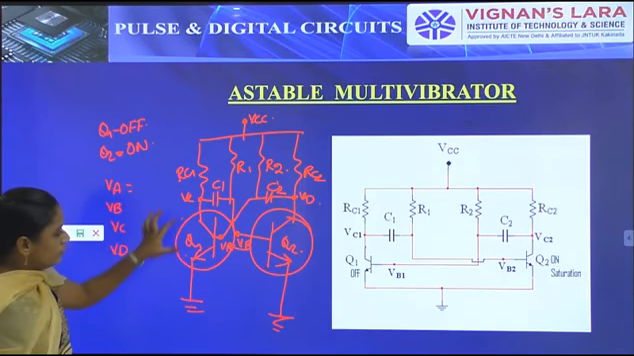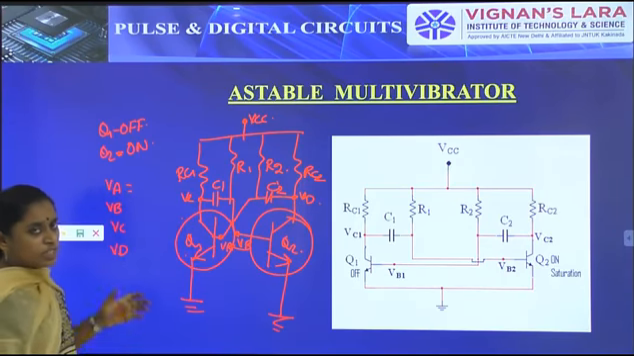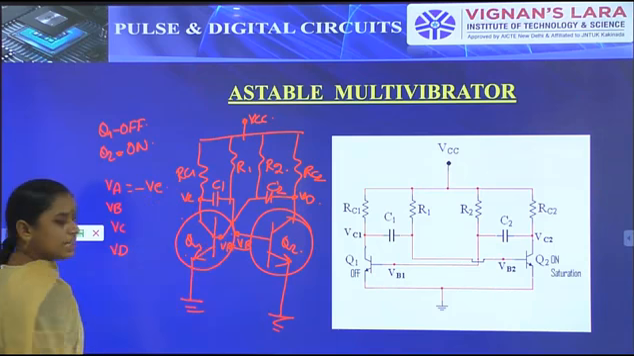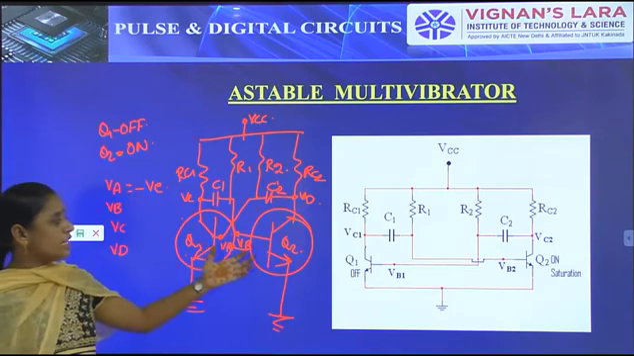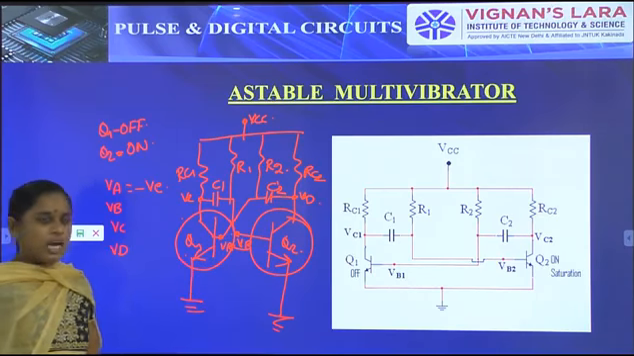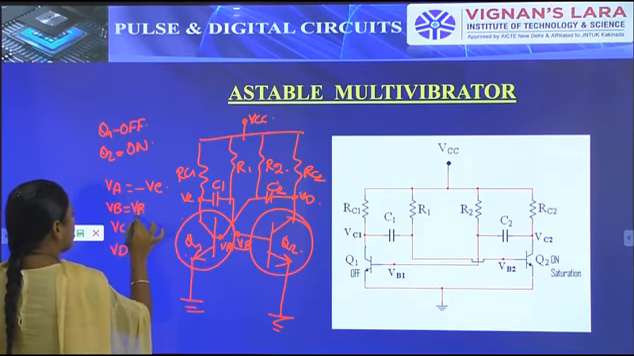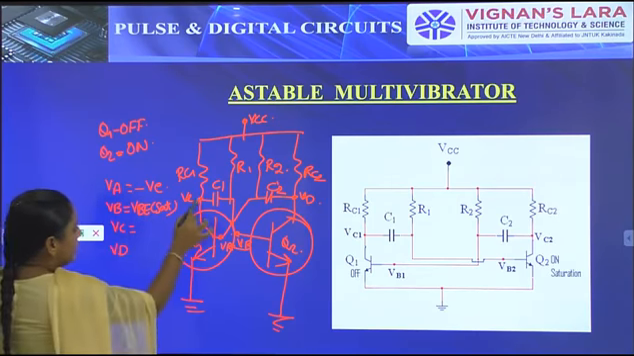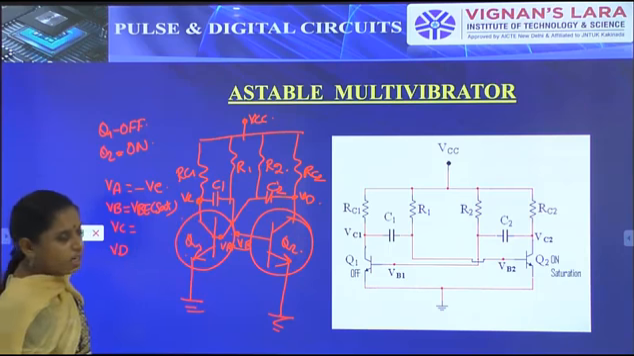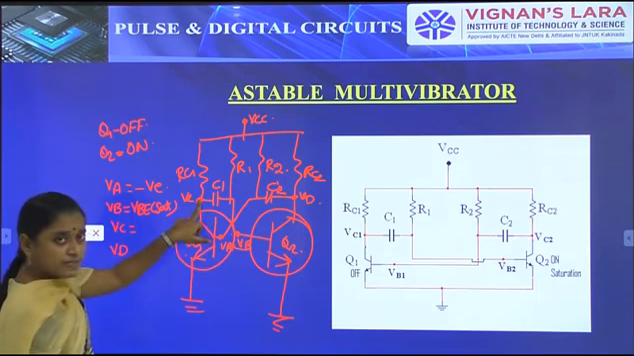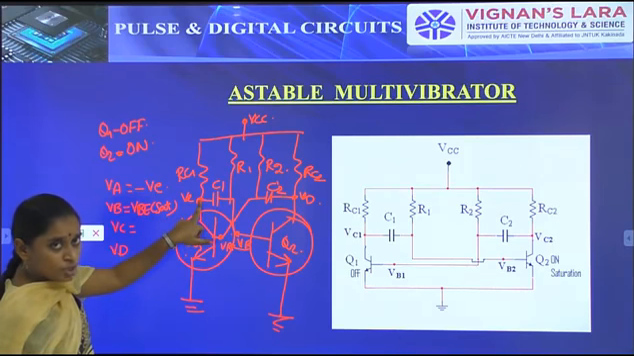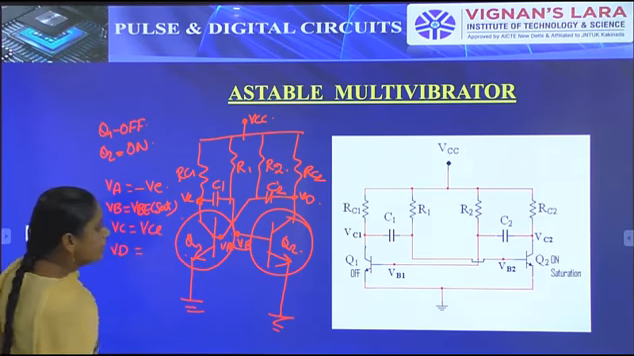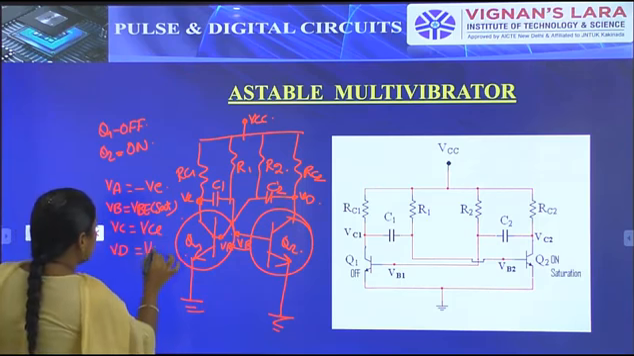What is VA? Transistor Q1 is in the off condition, so obviously the VA voltage is less than VBE sat. We assume that it is a negative voltage. And what is VB? When transistor Q2 goes to the on condition, obviously the voltage will be greater than VBE sat. Simply we say VB is equal to VBE saturation. Next is VC. Q1 is in the off condition, so VC is nothing but VCC. Why? Because Q1 is off, so the collector voltage will be VCC. And VD will be nothing but VCE saturation.